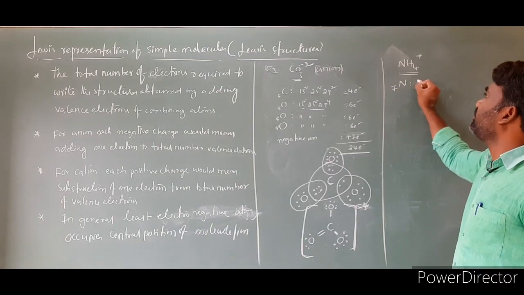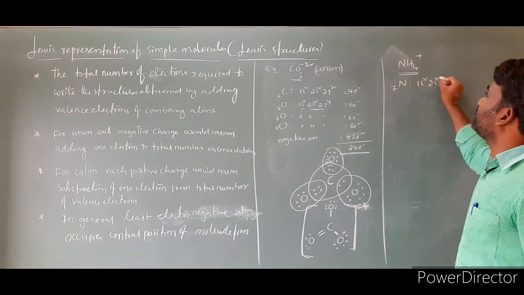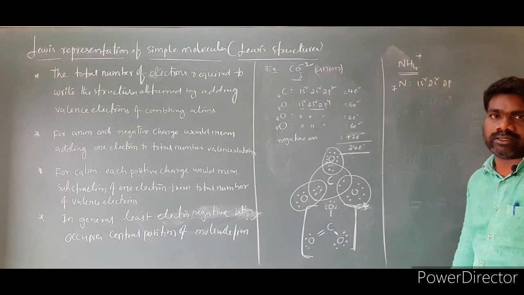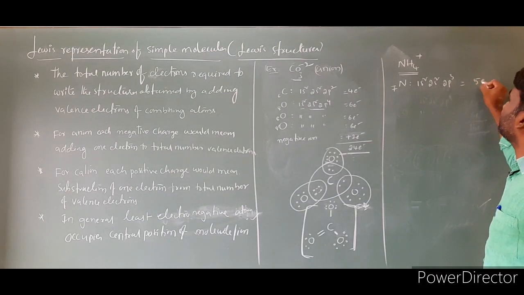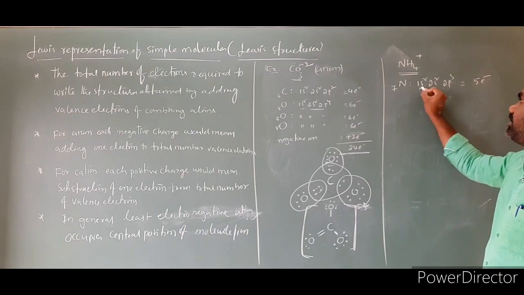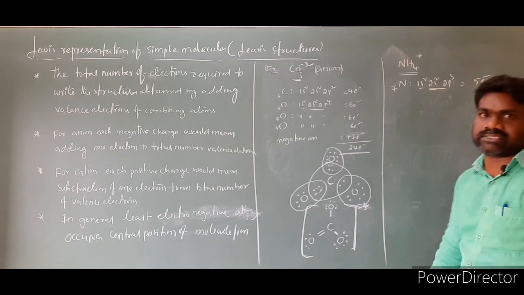Atomic number is 7. So 1s2, 2s2, 2p. How many do we have to write? Nitrogen 7 is 2p3. This is the first shell, this is the second shell. The total number of valence electrons is 5.